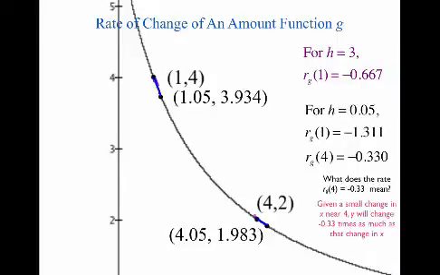I wrote it this way: given a small change in x near 4, y will change negative 0.33 times as much as that change in x. That's the way I phrased it. What she said was also well said.